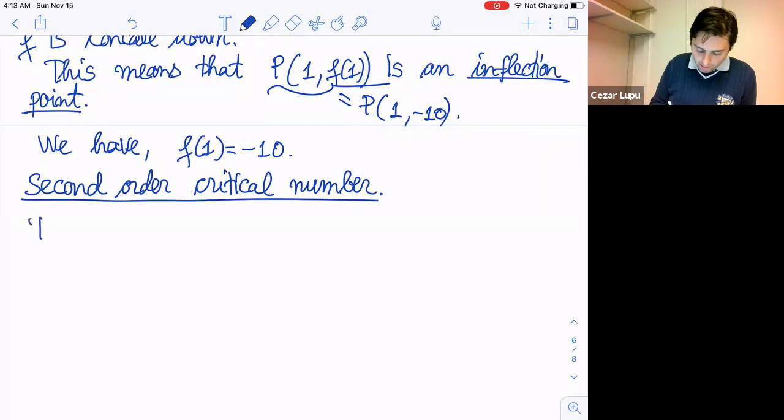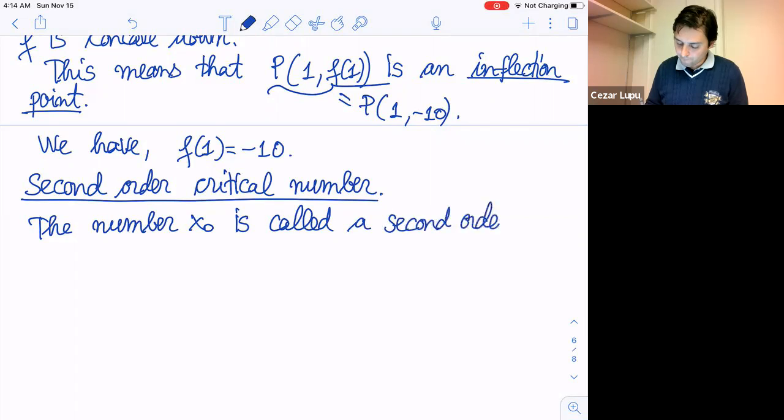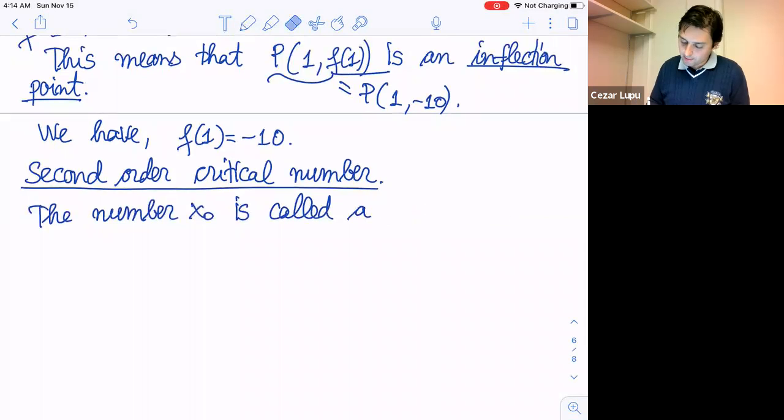All right, the number x naught is called a second order critical number. Now, in fact, let me write it like this.